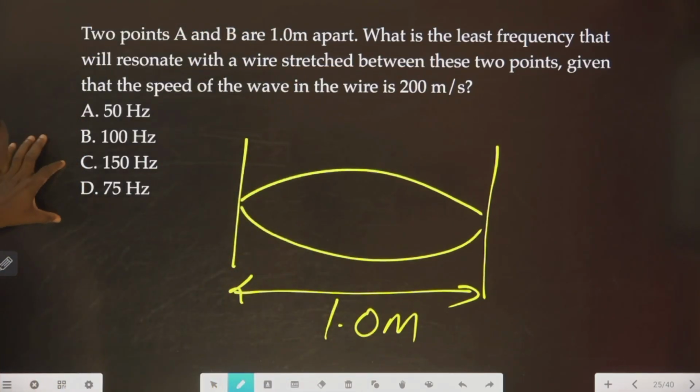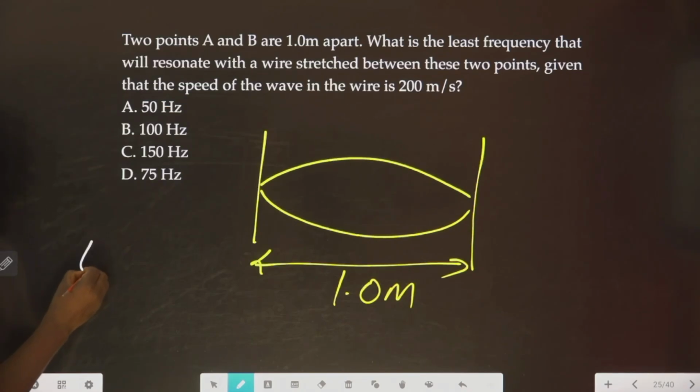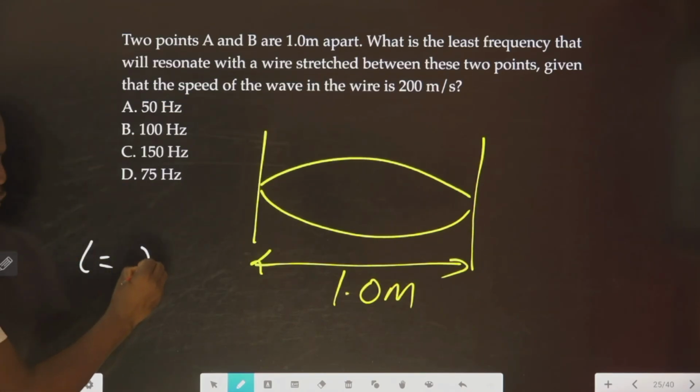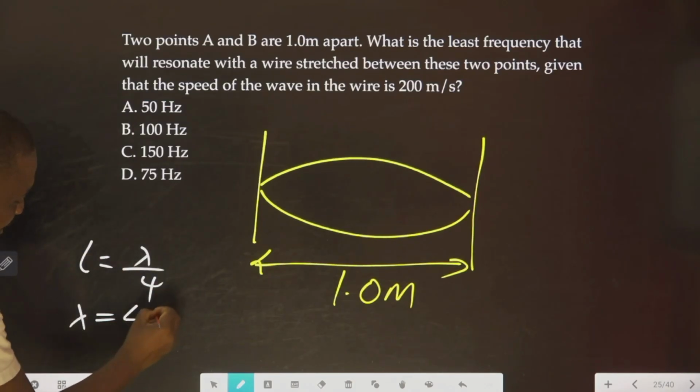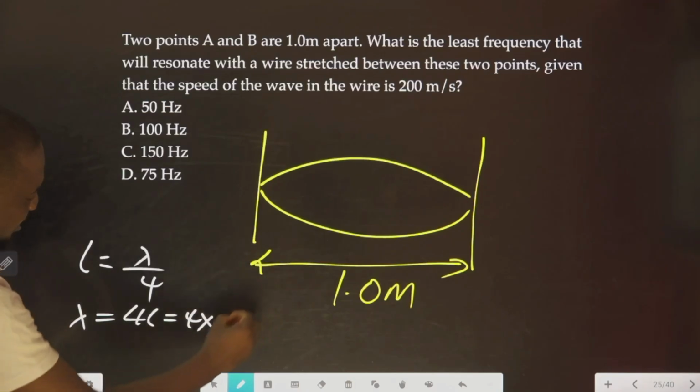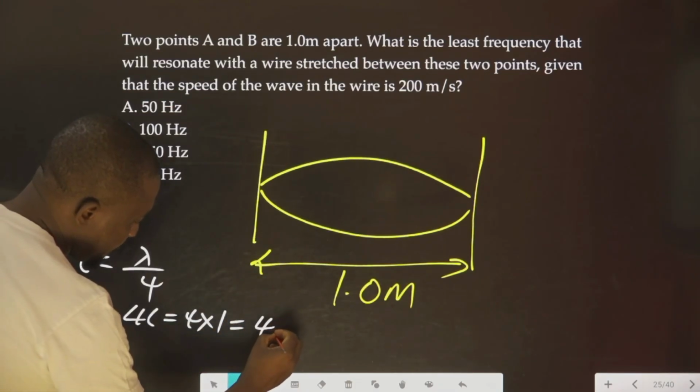What this is telling us is that this length is equal to wavelength over 4. Okay? Wavelength over 4. Now we are looking for the wavelength. We know that if you cross multiply, you're going to have 4L. 4 multiplied by this 1 gives 4 meters.